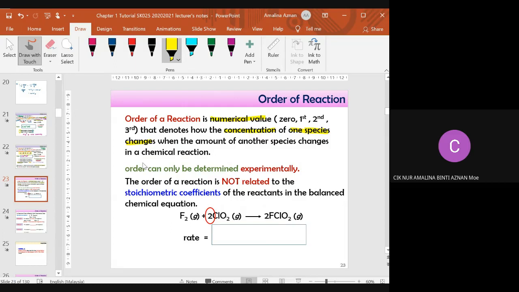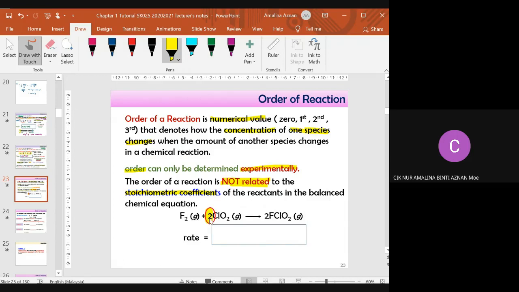So as I mentioned before, note that order of reaction can only be determined experimentally. If the order of reaction happens to be the same as the stoichiometry, that is only a coincidence. It is not related. Highlight this: not related to stoichiometry. Stoichiometry is the front part here. So order is not this.